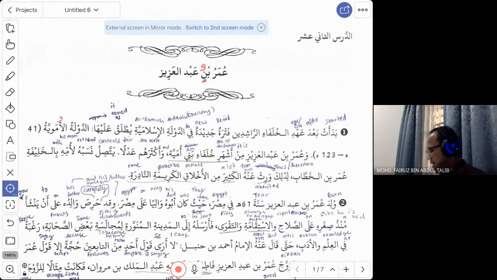So bada'at, yes, started, but what started here? So you need to find the fa'il. As you have learned, fa'il is always marfu', and when it is marfu', the sign is a dhamma. So you find a word that ends with a dhamma. Where is the word that ends with a dhamma? Then only you will be able to translate what has started.